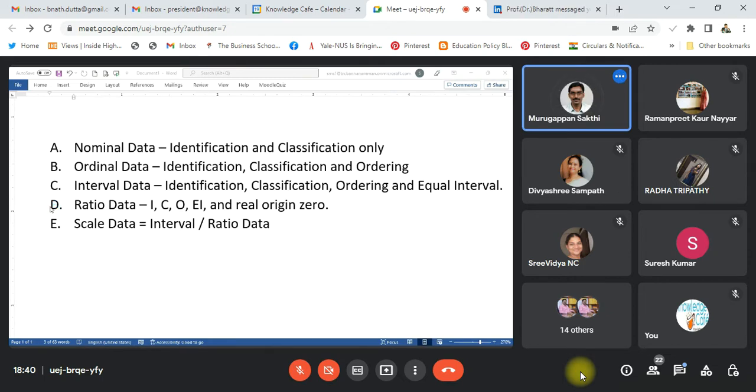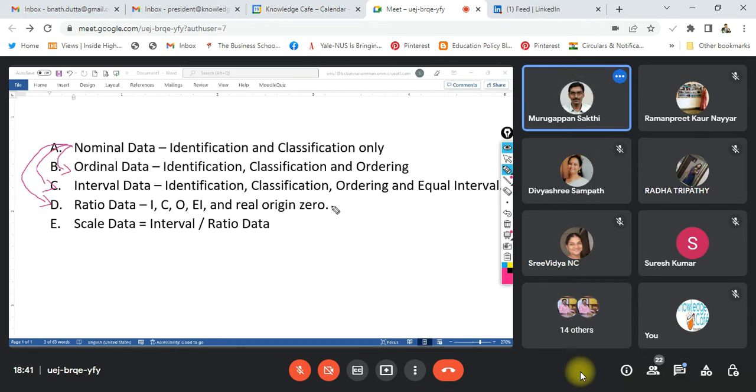Then 1 minute. So here, whatever statistical test you are applying for ratio data can't be applied for nominal data. I'm starting from the beginning. Whatever you are applying for a nominal data, you can apply for a ratio, for an interval, and for an ordinal data.